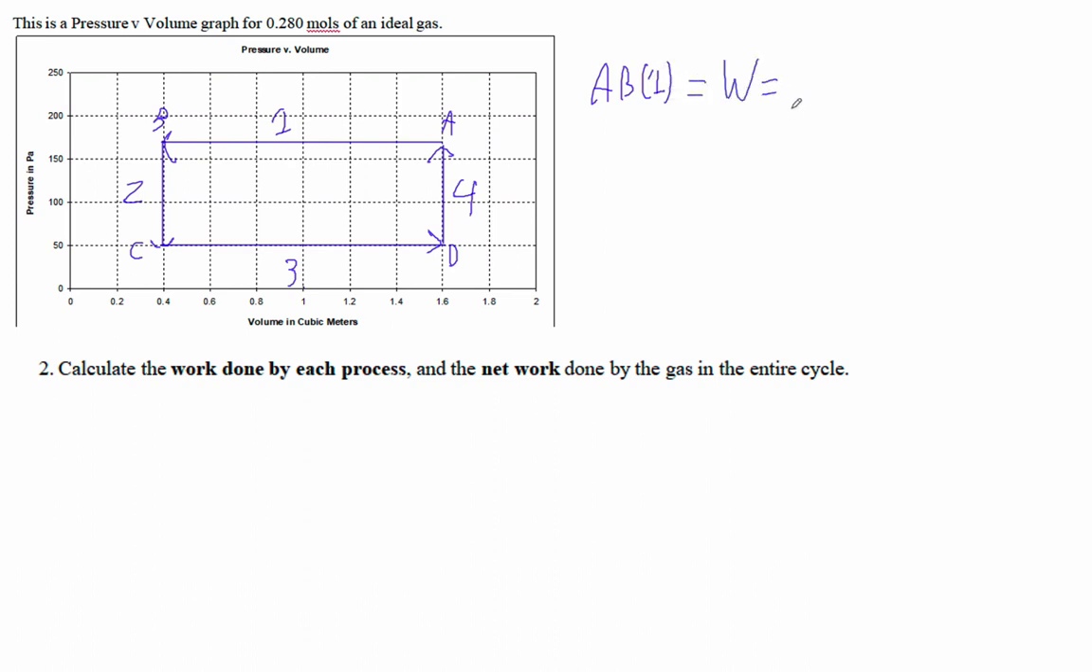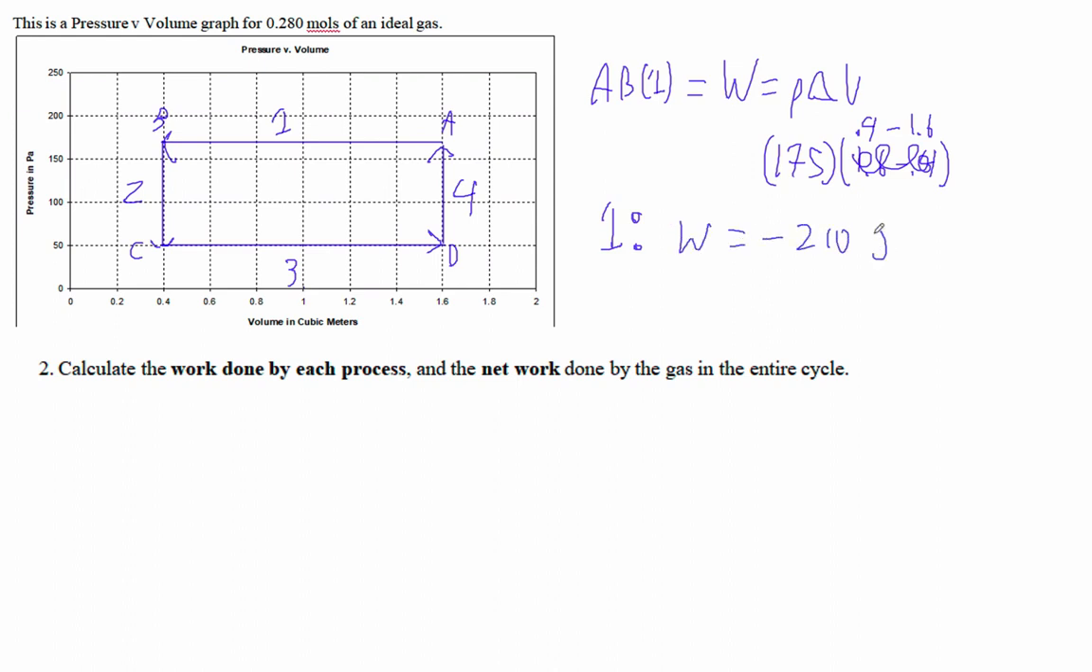We're going to go work is pressure times change in volume. So the pressure is 175 pascals, and the change in volume is, actually, it's the other way around. It is 0.4 minus 1.6, final minus initial. So I'm going to go 175 times parentheses 0.4 minus 1.6, and I get negative 210. So for that first process, the work is minus 210 joules.